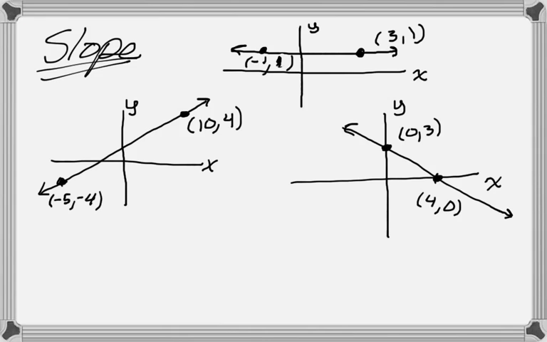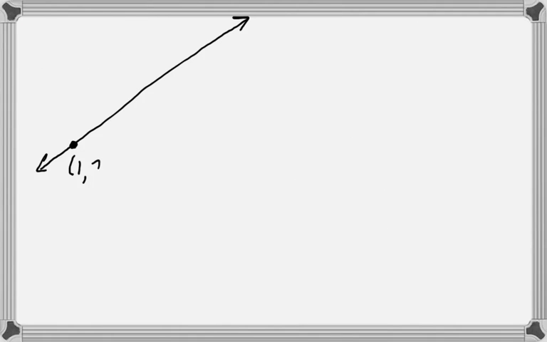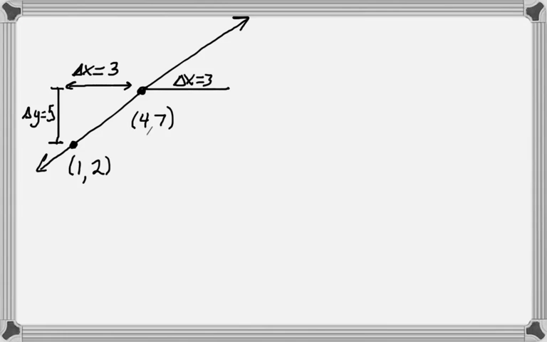So let's see what we can come up with here for slope. Let's say we have a line that goes through the points 1, 2, and 4, 7. I'm going to calculate two things here. I'm going to calculate the change in x, which we can see is 3, right? Because you move from 1 to 4, so change in x is 3. And I'm going to calculate the change in y, and I'm actually going to get that wrong right here. So the change in y, we go from 2 to 7, so it's actually 5, so I'm going to correct that. And let's do it again.